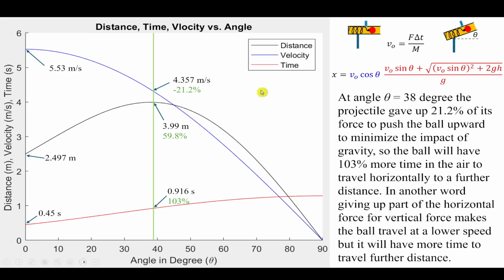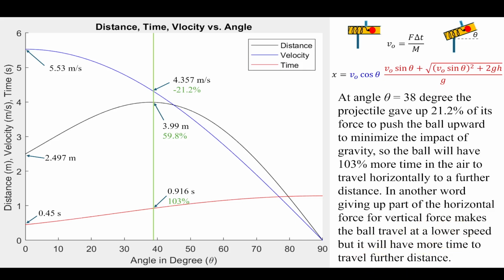So basically, at angle theta 38 degrees, the projectile gave up 20.2% of its force to push the ball upward to minimize the impact of gravity. So the ball will have 103% more time in the air to travel horizontally to a further distance. In other words, giving up part of the horizontal force for vertical force makes the ball travel at a lower speed, but it will have more time to travel a further distance.